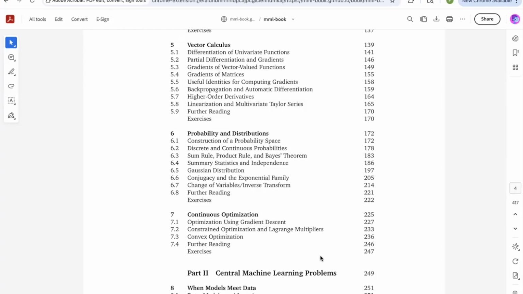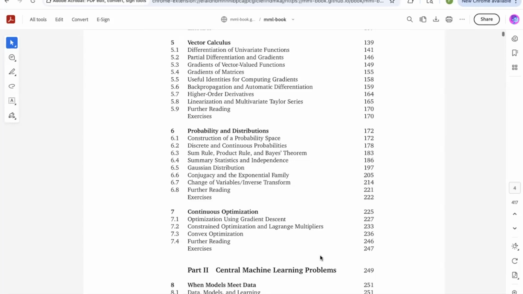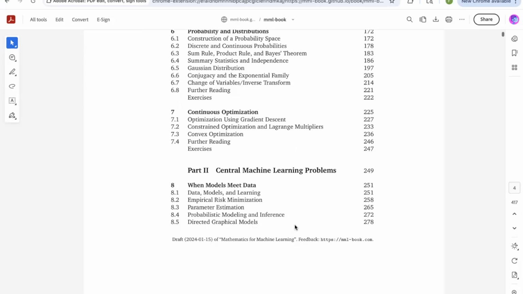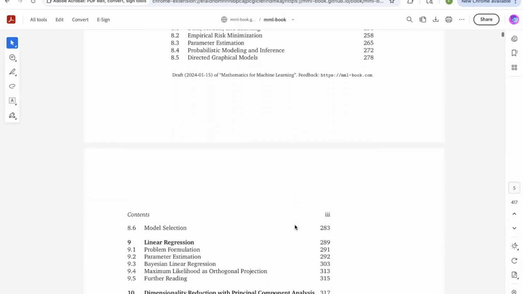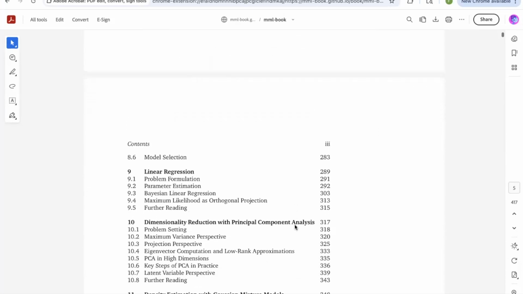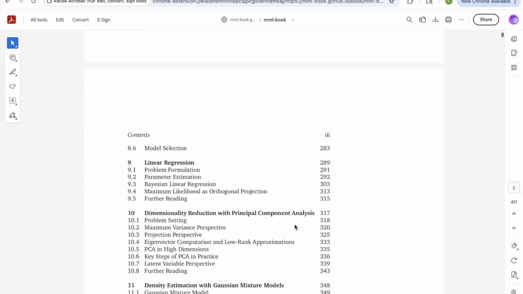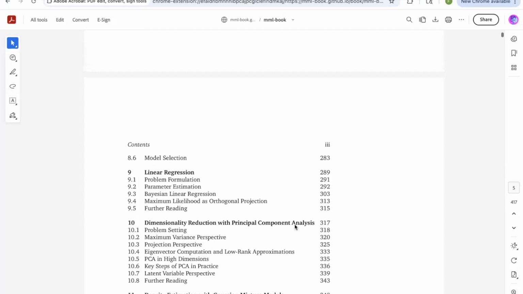So this means that you should be able to go through the first part of this textbook in a relatively short amount of time. If you want, you can also go through the second part, which talks about some basics of linear regression, dimensionality reduction. But I personally think that there are better textbooks for those topics once you learn the mathematical foundations.